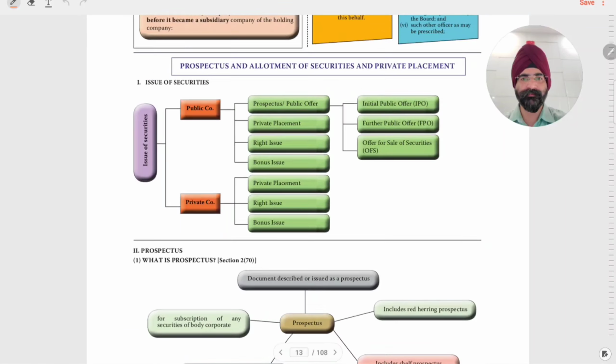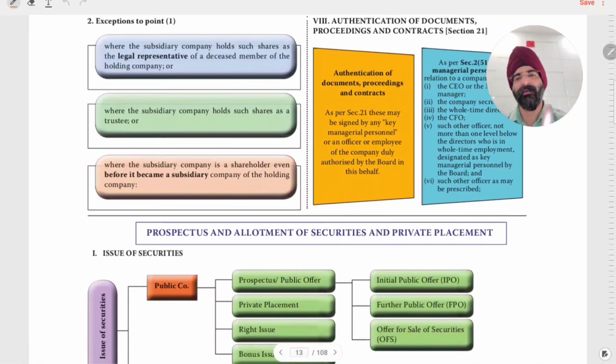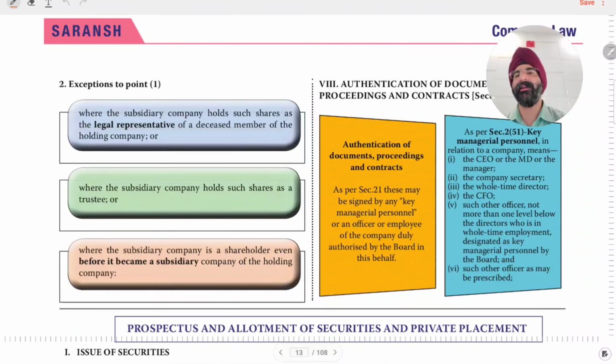Next we move to the next topic, which is exceptions to point one. Point one was that a subsidiary company will not hold shares in the holding company. But what if the subsidiary company was already holding certain shares and thereafter became a subsidiary at a later point of time?